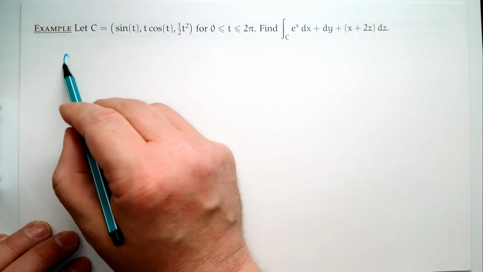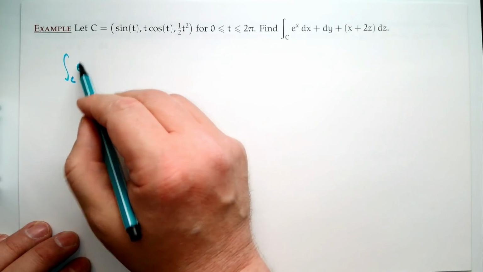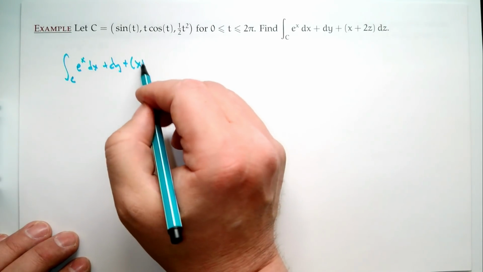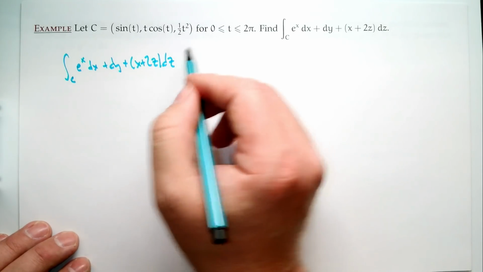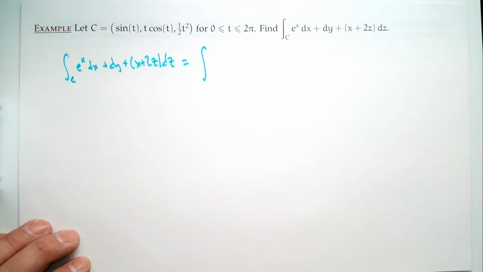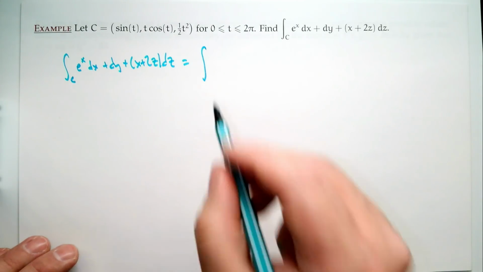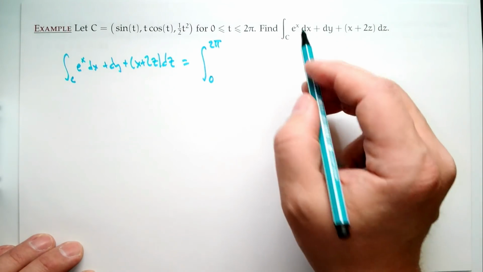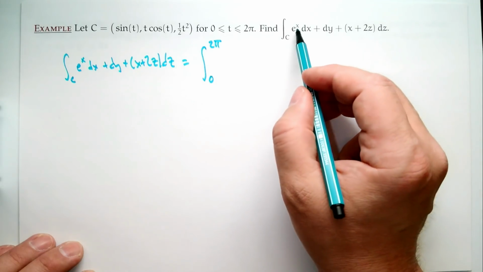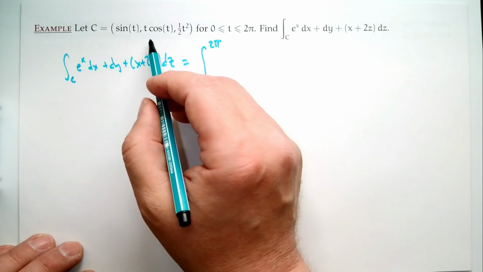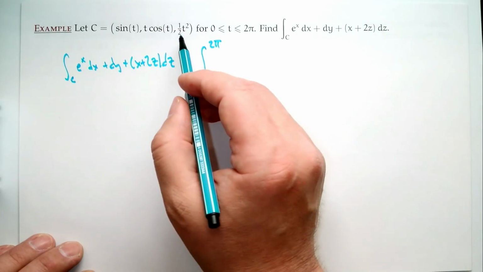Well, so if you're doing the integral along a curve of e to the x dx plus dy plus x plus 2z dz, go back to the definition says you're going to do everything in terms of time. You're going to stick with the curve that was given. So in our case, we're going to have 0 to 2 pi. And now we're going to go through this expression. Everywhere we see an x, we put sine t. Everywhere you see a y, we're going to put t cosine t. Everywhere where there's a z, we put a half t squared.